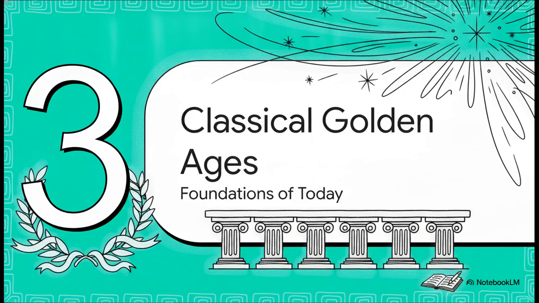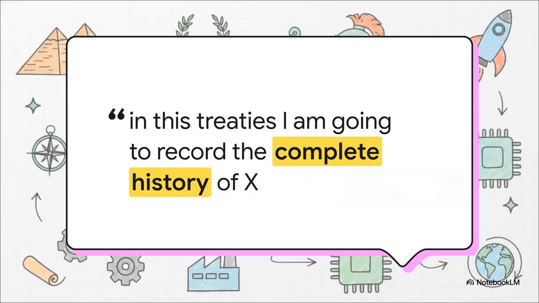Up next, Section 3, the Classical Golden Ages and the Foundations of Today. Emerging from that darkness, we hit Classical Antiquity. Right around 600 BCE, there is a profound shift. We finally don't have to rely purely on digging up broken pottery anymore. Why? Because of writers like the Greek thinker Herodotus, often called the father of history. People just started actively recording things.